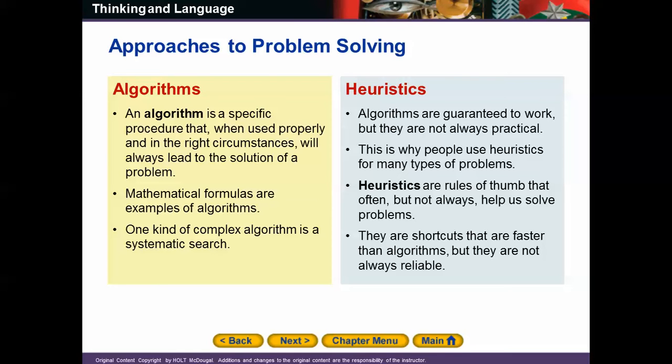While algorithms are guaranteed to work, they're not always practicable, so in that case we would use a heuristic. Heuristics are rules of thumb that often but not always help us find the solution to a problem. They're like a shortcut. Heuristics are faster than algorithms, but they are not as reliable.